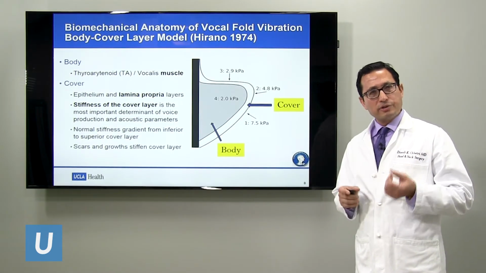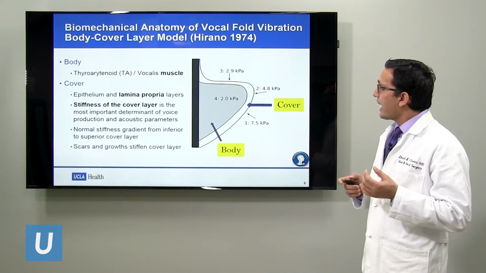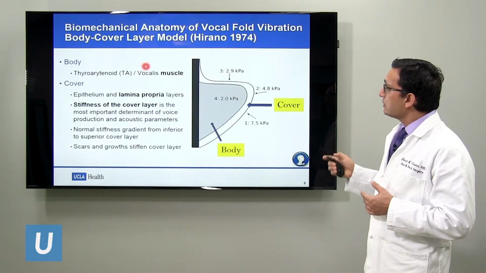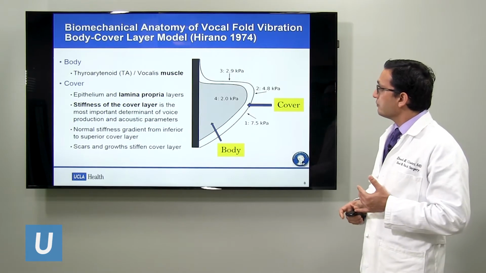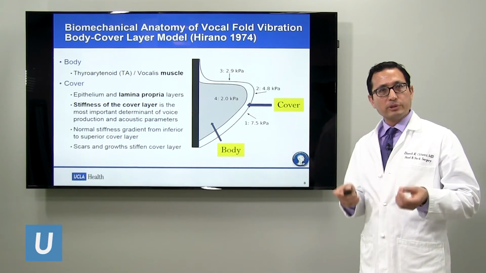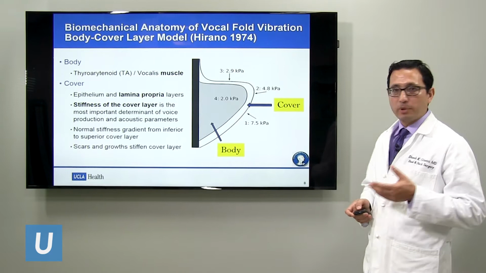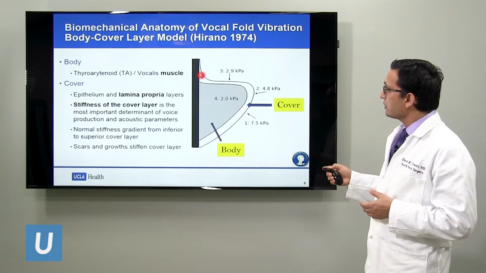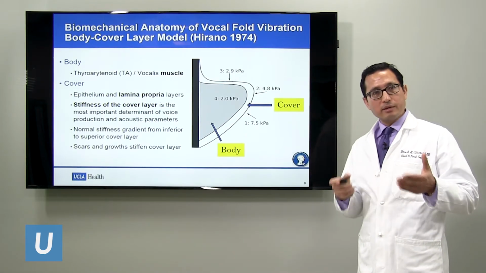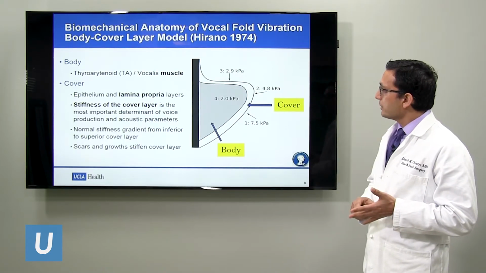Another really important concept to understand when treating vocal fold lesions is the biomechanical anatomy of the vocal fold vibration. This was a model presented by Dr. Hirano in 1974 called the body cover layer model. And what this means is that the vocal fold can be divided biomechanically into two parts. One is called the body layer, which is composed of the thyroarytenoid and the vocalis muscle, which is right here. And the second part is called the cover layer, which consists of the epithelium and the lamina propria layer.